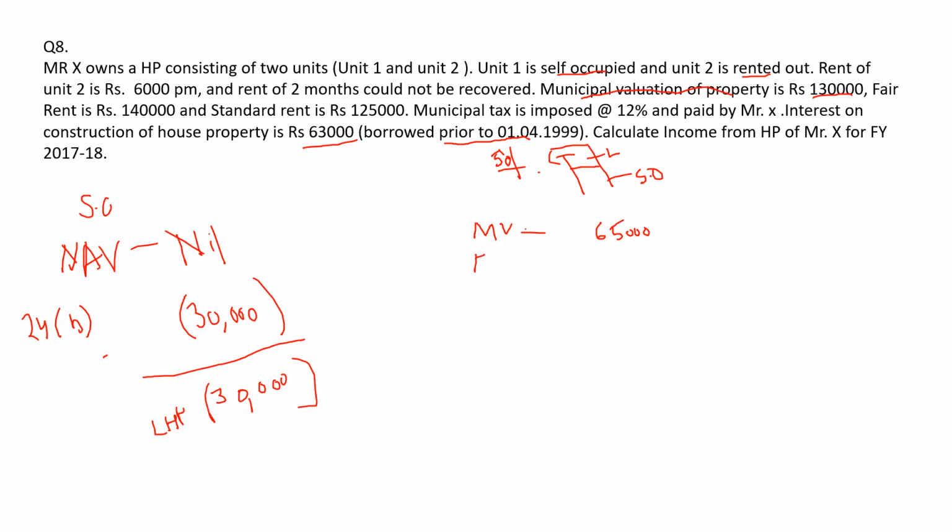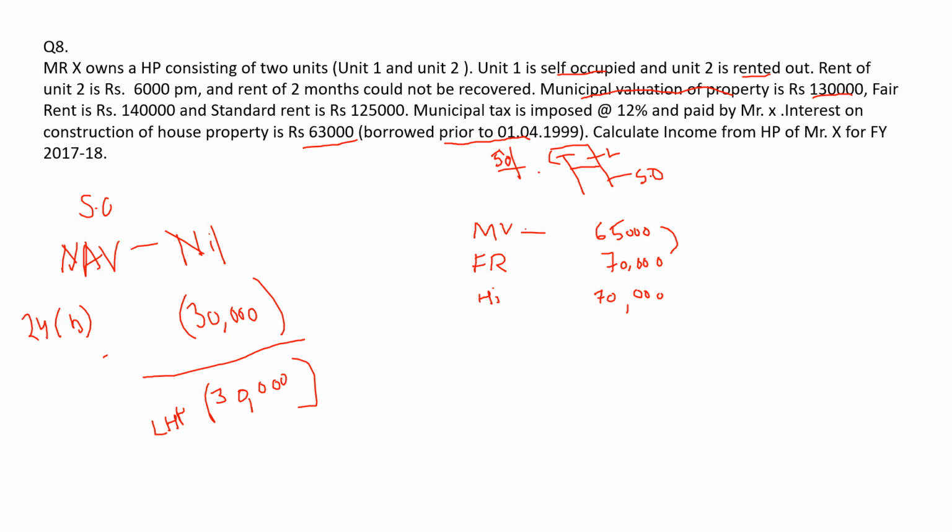Then again we will have to find out the fair rent. The fair rent again we will find out by multiplying by 50%. The fair rent is 1,40,000 into 50%. It comes out to be 70,000. So the higher of these two we will be taking, that is 70,000.